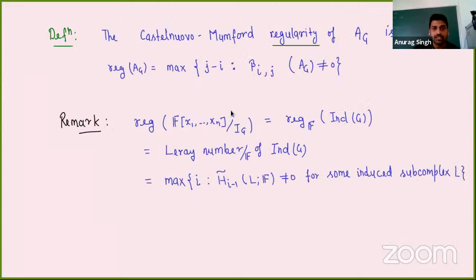And the other notion which is very well studied for ideals is the regularity of the quotient ring. Regularity is defined as the maximum of j minus i where beta_ij is non-zero.